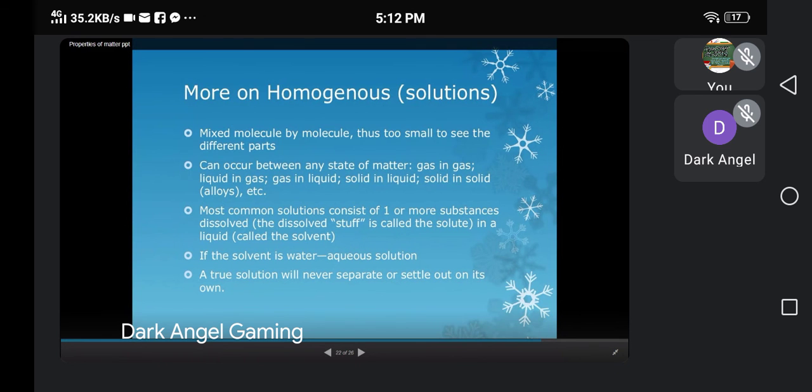Most common solution consists of 1 or more substances dissolved. The dissolved stuff is called the solute, in a liquid called the solvent. If the solvent is water, it is an aqueous solution. A true solution will never separate or settle out on its own.